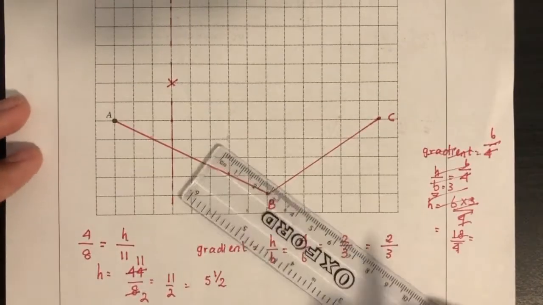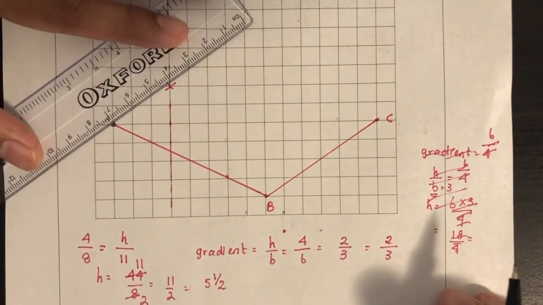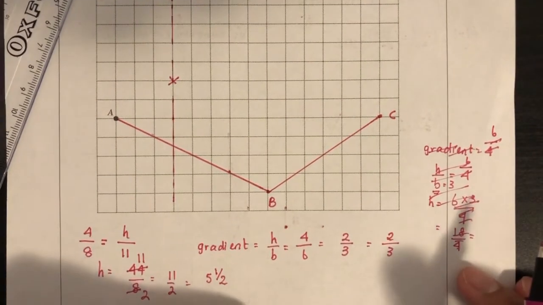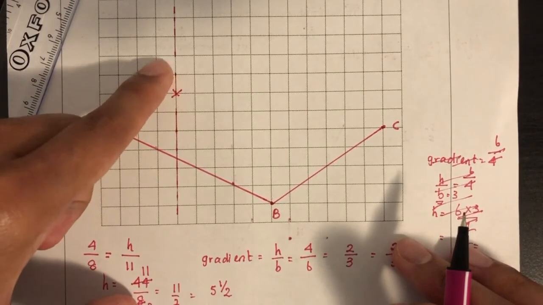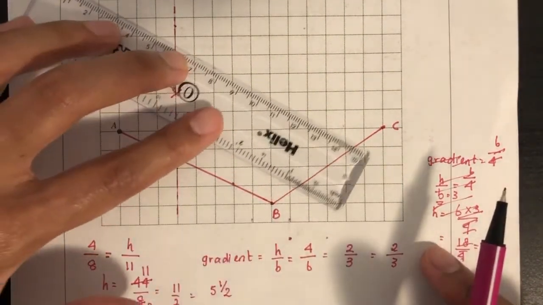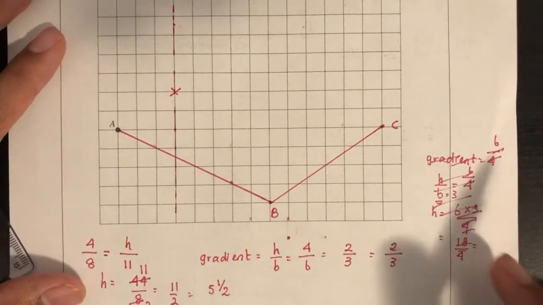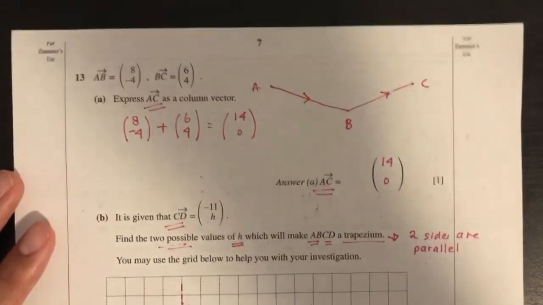So basically the two values, one is here. When it is here, this side and this side are parallel, and when the other point will be 5.5, it will be 1, 2, 3, 4, 5.5. It will be here. So when this is here, this side and this are parallel with each other. So these are the two values for h, 2 and 5.5. And this is question number 13.